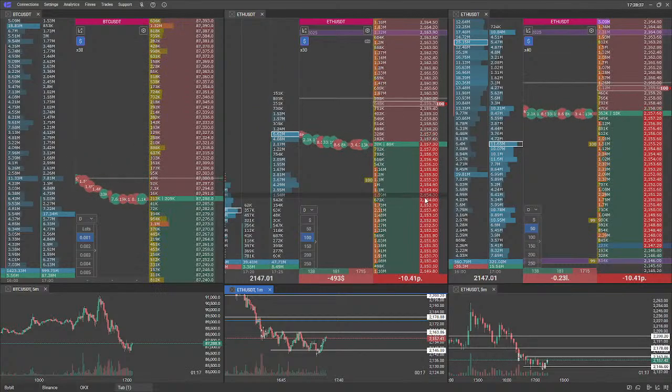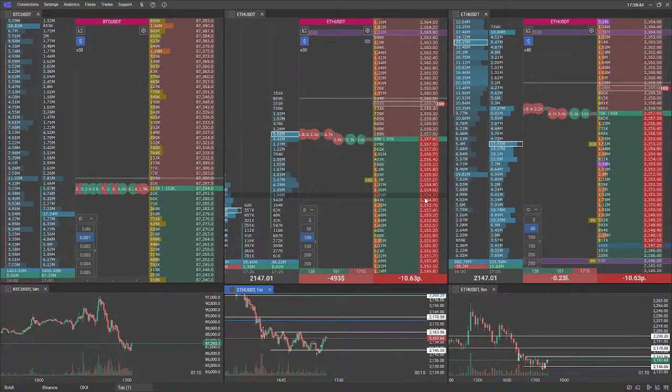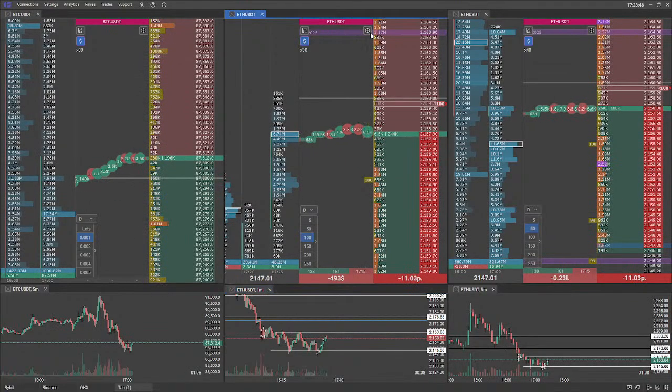Also, I would love for you to see the whole process of how I'm using these tools and how I'm developing my thought process.